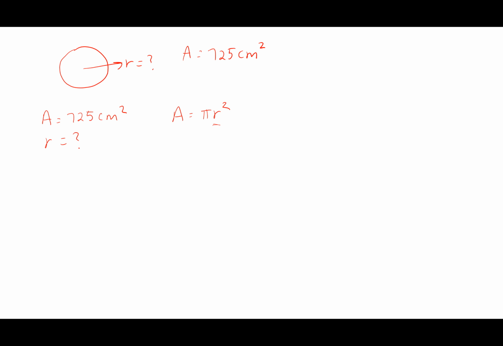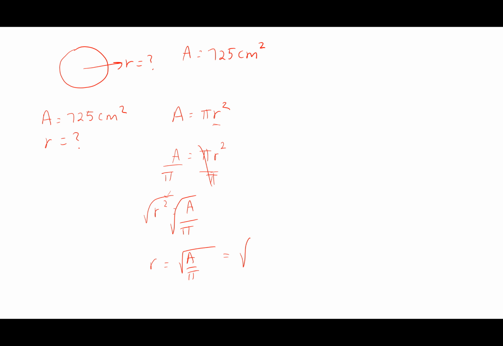Okay, so to do that, we're going to take the square root of both sides, but first let's get r by itself. So let's divide both sides by pi. That's going to cancel that. Now we have r squared equals A divided by pi. Now remember, we've got to get rid of the square here, so we take the square root of both sides, okay? So it's going to be r equals the square root of A over pi.